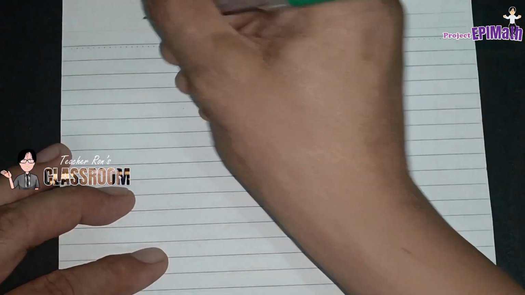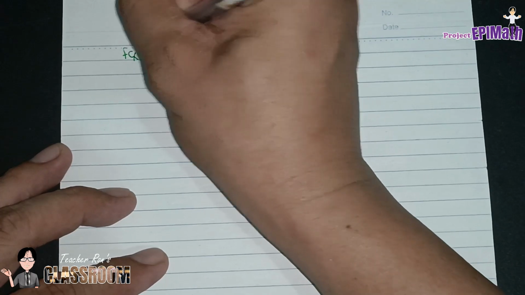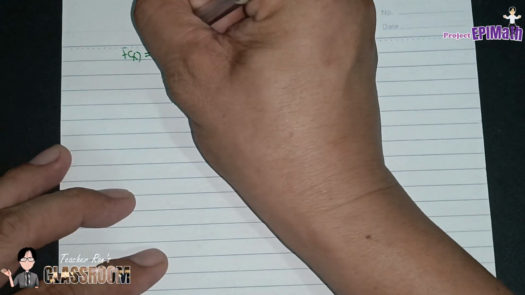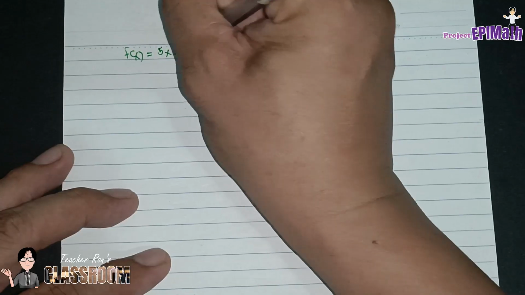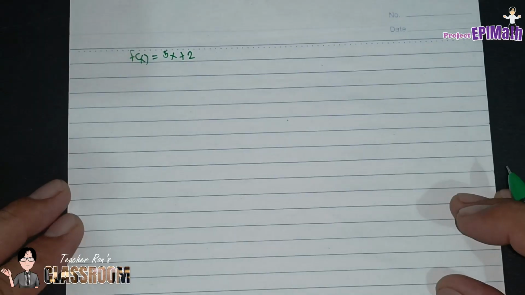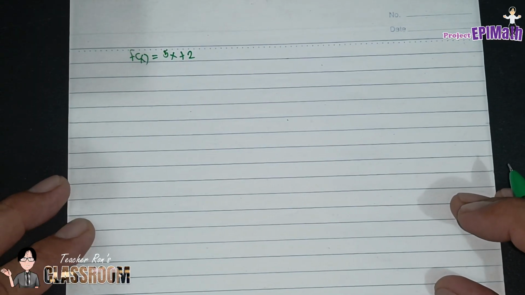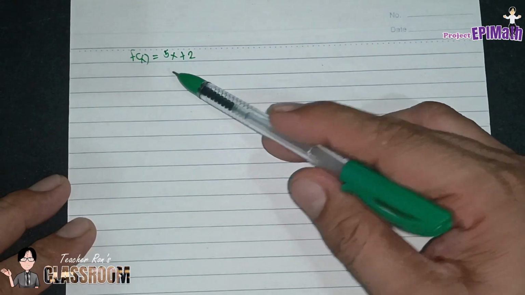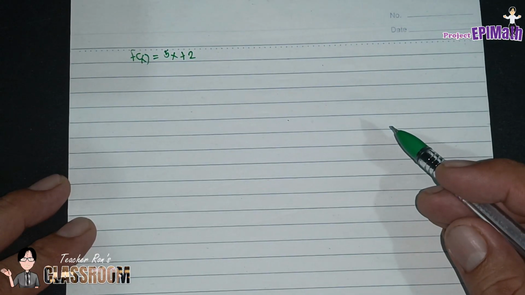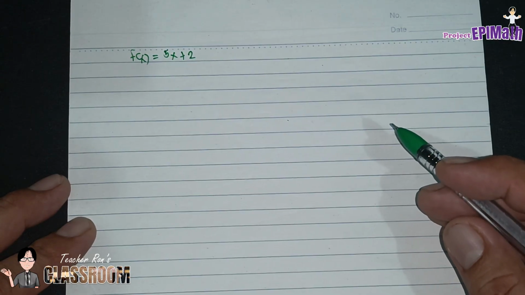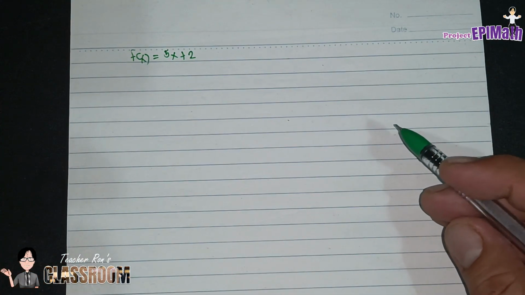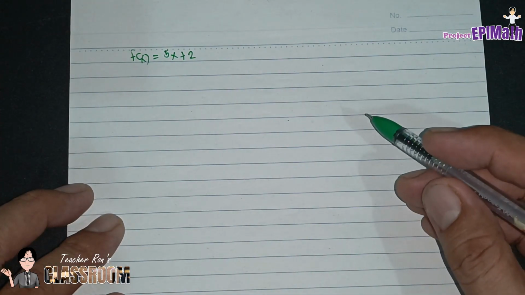given f of x equals 5x plus 2. Okay? So let us do this step by step. So this is a linear function. So if it is a linear function, the graph is a line. So therefore, it is 1-to-1. Okay po. Then we're going to find the inverse.